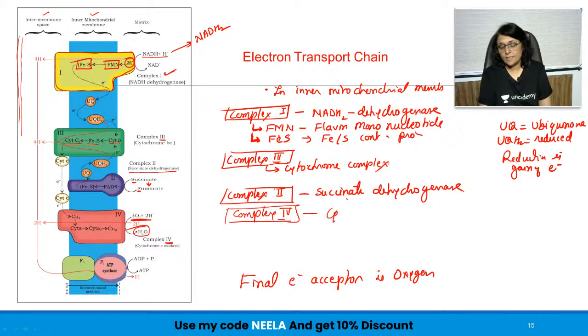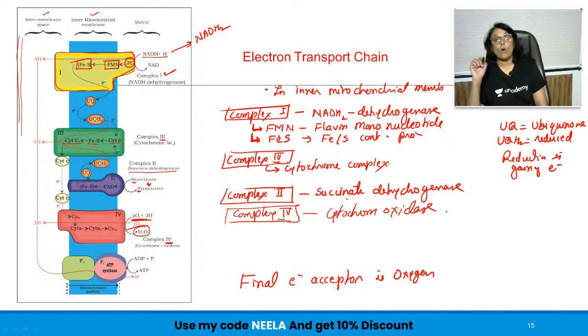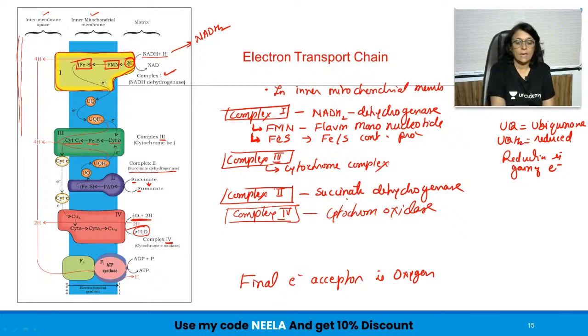Complex 4 is cytochrome oxidase. Now all these names may sound a little confusing, but see what is happening here. When the electrons are lost, they are releasing energy. At complex 1, that energy is used to pump protons.